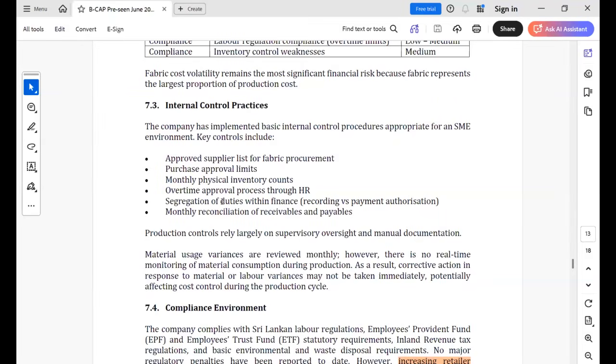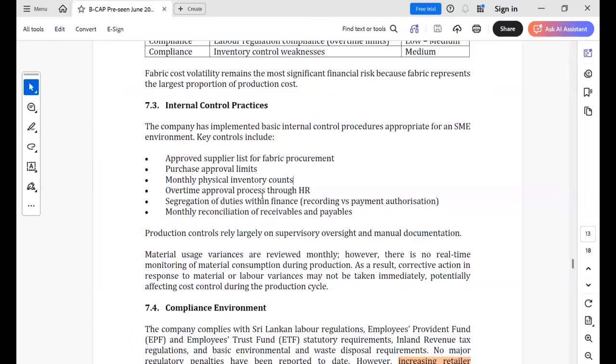Right? And overtime approval. There is no information given in the case. Do they have a proper attendance system? A computerized, automated attendance system. Only when you have a good automated attendance system can you calculate the overtime, right? Then only you can pay the overtime only to the relevant people. But here that information is missing.